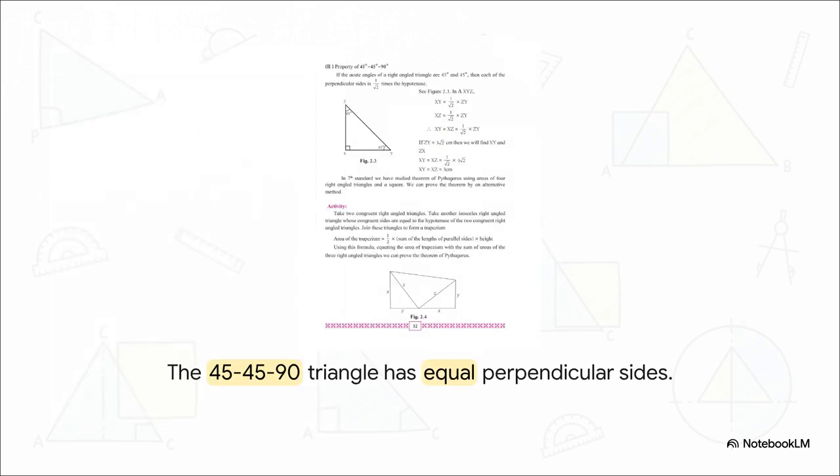Similarly, let's look at triangle XYZ. This is our 45, 45, 90-degree triangle, or an isosceles right-angled triangle. Because those 2 acute angles are equal at 45 degrees, the 2 perpendicular sides, XY and XZ, absolutely have to be equal in length. And what is that length? It is simply 1 over the square root of 2 times the length of the hypotenuse. Again, another perfect, highly reliable shortcut for your geometric problem solving.